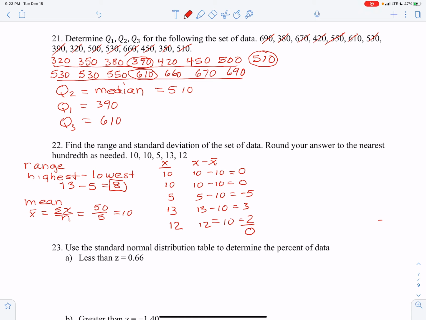So to compensate for that, what statisticians do is square those differences. So 0 squared is 0. -5 squared, -5 times -5, is a positive 25. 3 squared is 9. 2 squared is 4. So while I couldn't find the average difference, I can find the average of the squared differences by taking a sum of those squared differences.